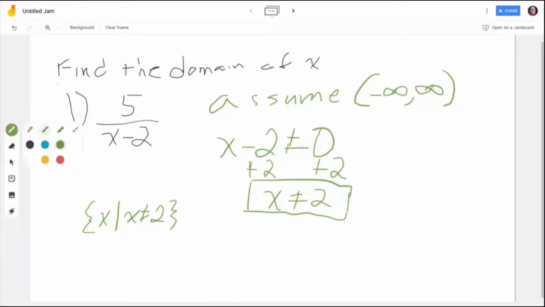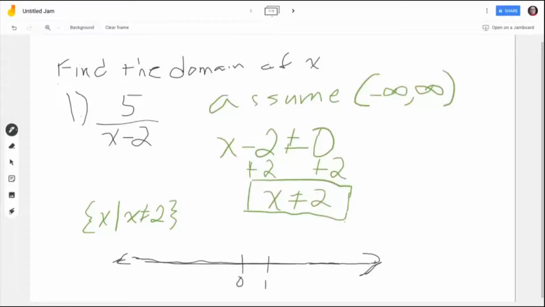Another way to write it is in interval notation. When we think about that, I always think it's best to talk about a number line, like what I talked about in the previous section. Let's put 0 here, then 1, 2, 3, 4, and -1, -2, and -3. If we're saying it's everything but 2, that means it is everything to the left of 2.